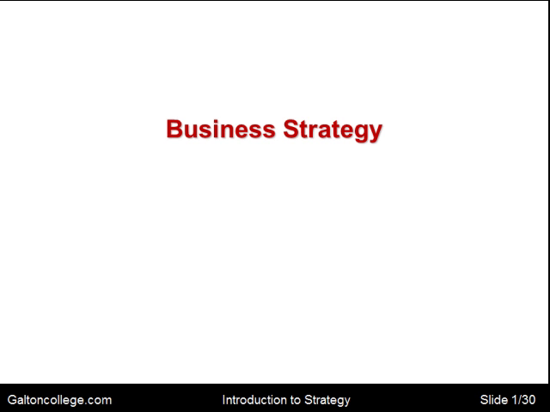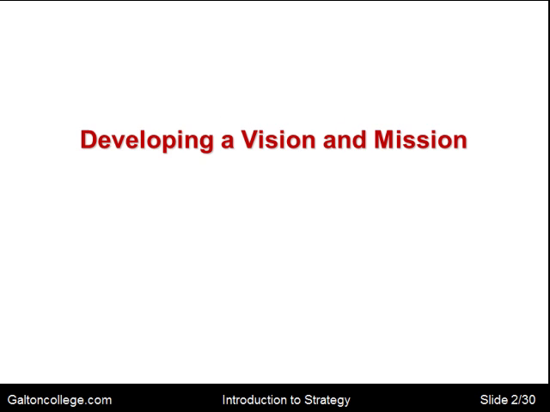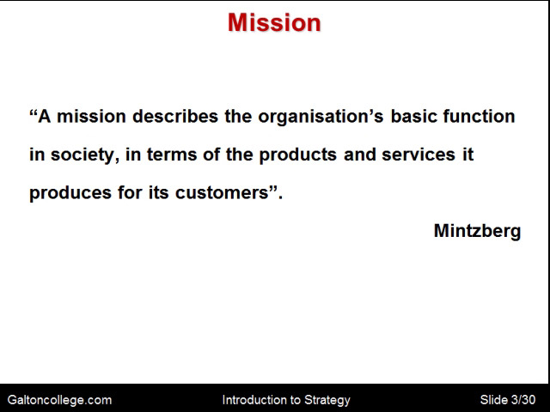In this class we're going to talk about business strategy, and in particular we're going to talk about developing a vision and a mission for the business. Now, a mission was defined by Mintzberg as describing the organization's basic function in society in terms of the products and services it produces for its customers. So it describes the organization's basic function in society.